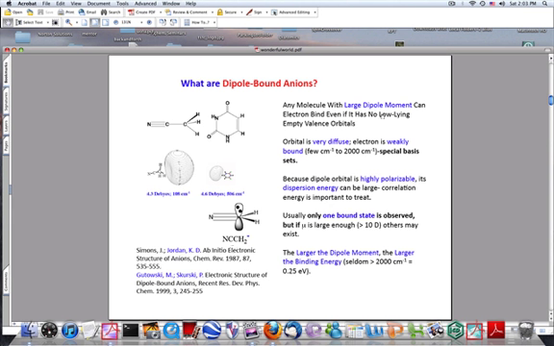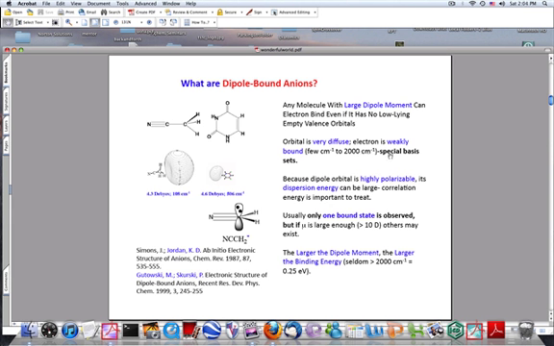The point here, though, is that any molecule with a large dipole moment can bind an electron in this dipole binding motif, even if it doesn't have any low energy vacant orbitals. The dipole bound orbitals tend to be very diffuse spatially because the electron in them is very weakly bound. For dipole bound orbitals, to have an electron bound by, say, 500 wave numbers or 1,000 wave numbers would be a fairly strong electron binding. So these are weakly bound electrons.